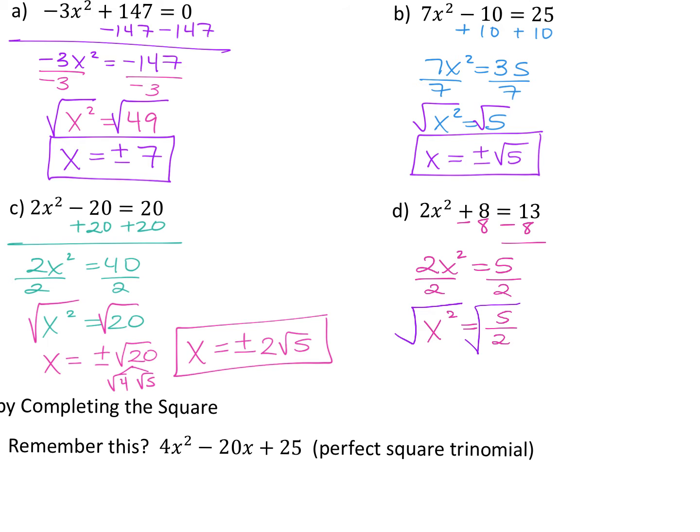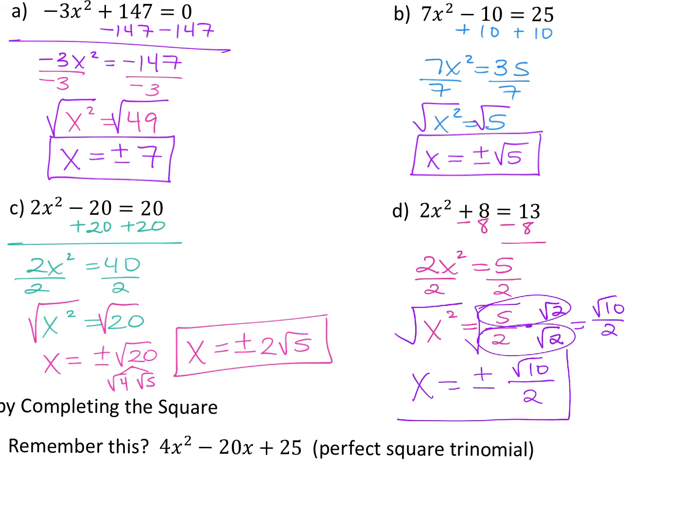Yes, the square root of 10 over 2 is one of your answers. Plus or minus, right? The negative 2. So if we simplify this, we're multiplying by the square root of 2 over the square root of 2. So up top, that's the square root of 10. The square root of 2 times the square root of 2 is just 2. So x equals plus or minus the square root of 10 over 2.